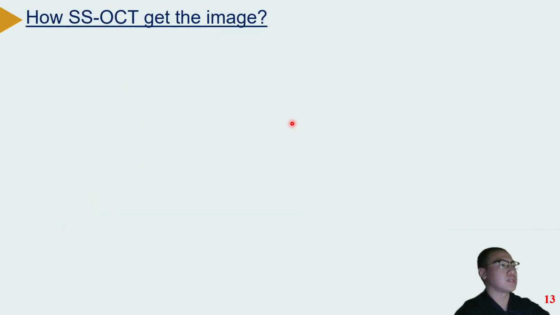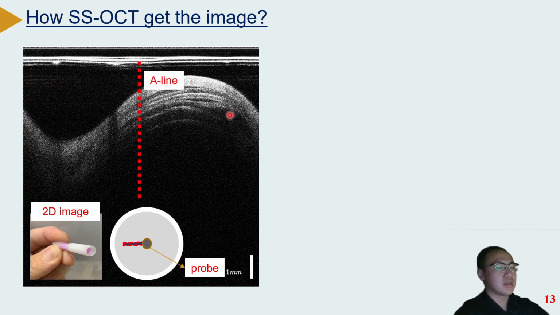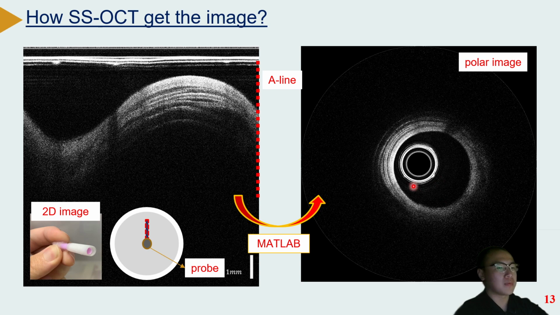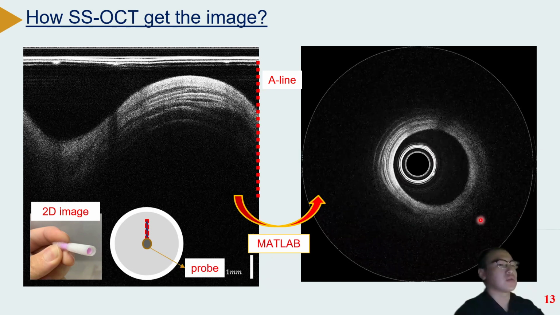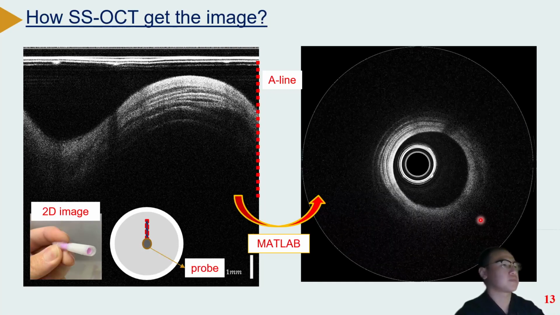So how does SS-OCT get the image? First, light is thrown onto the sample, and outside we use a tap. When the probe is rotating, we scan the sample this way. Second, we convert the 2D image to the polar type. And last, we can also have the dynamic real-time image, so that OCT allows us to observe the conditions of the respiratory tract.